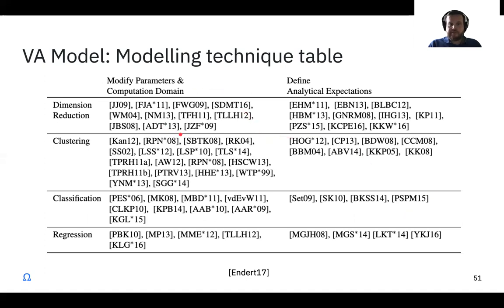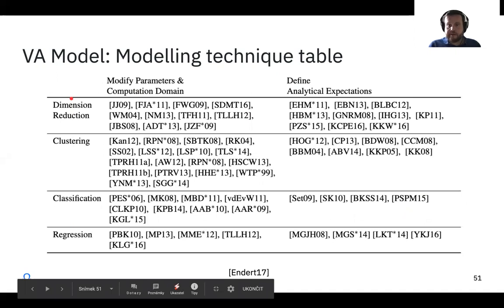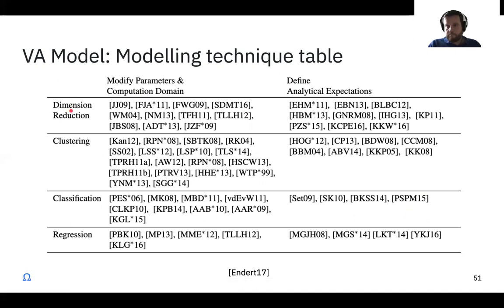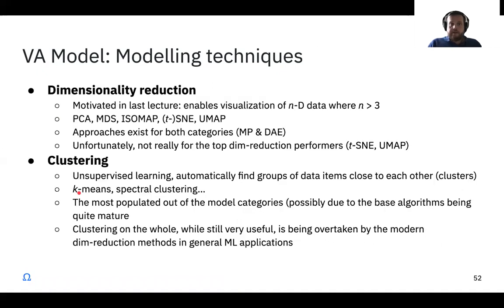So this is the table from the paper where we have our approaches classified by whether they're modify parameters or define analytical expectations. And these are indeed the four main modeling techniques, which you might know from your data science and machine learning courses: dimension reduction, which we actually know from a previous lecture, clustering, classification, and regression. Dimensionality reduction as a modeling technique was motivated in the last lecture. It enables visualization of ND data where n is greater than 3. We have been over the techniques, and there are approaches existing for both categories, so you can do semantic manipulations or direct manipulations.